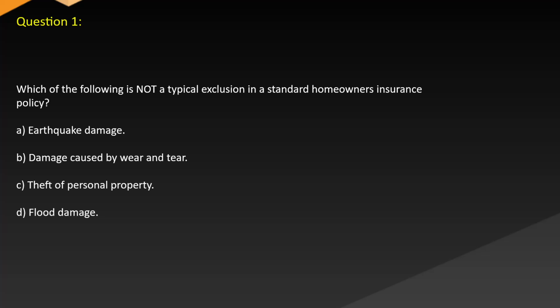Question 1. Which of the following is not a typical exclusion in a standard homeowner's insurance policy? A. Earthquake damage. B. Damage caused by wear and tear. C. Theft of personal property. D. Flood damage.